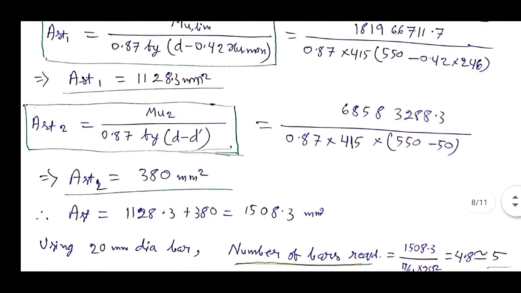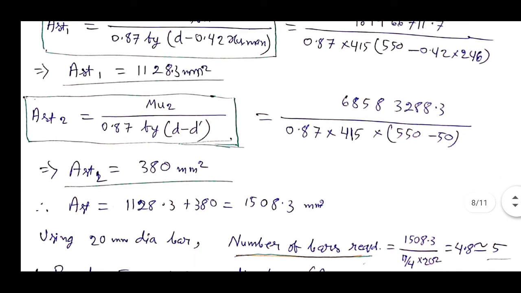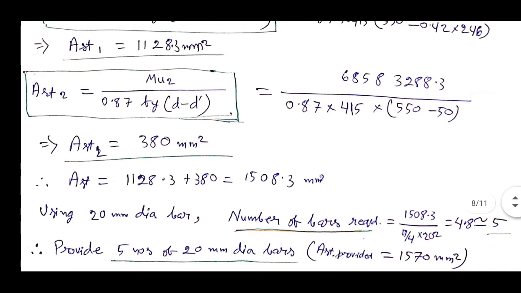Now we use 20 mm diameter bars. So the number of bars required is AST by the cross-sectional area of one bar. So 1508.3 by pi by 4 into 20 square is equal to 4.8. We can't provide 4.8 bars, so we have to provide 5 bars. With 5 numbers of 20 mm diameter bars, the area of steel in tension will be increased. So AST provided is 1570 mm square.